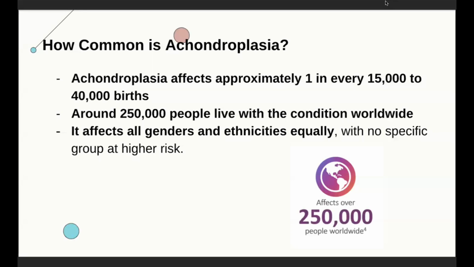How common is achondroplasia? Achondroplasia affects about 1 in every 15,000 to 40,000 births, with around 250,000 people living with it worldwide. It affects all genders and ethnicities equally, with no specific group at higher risk.